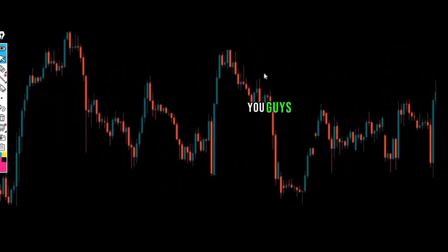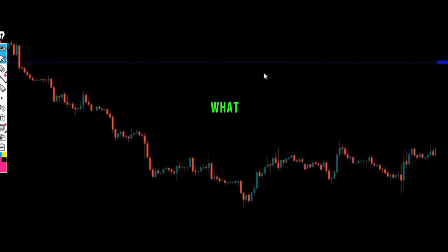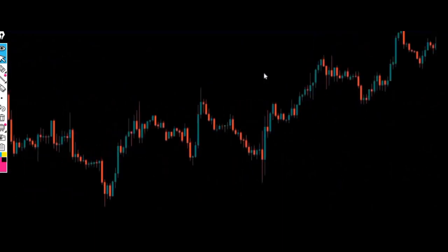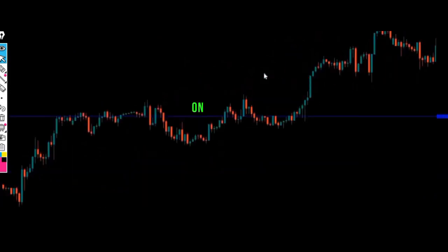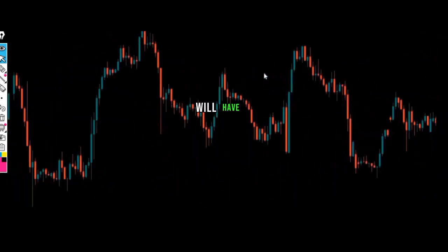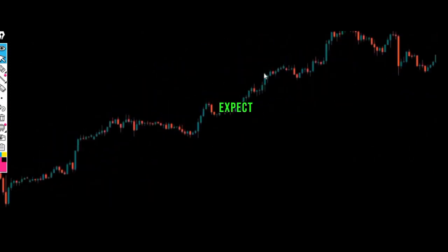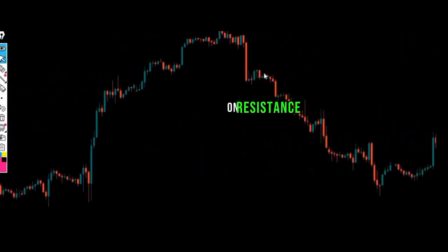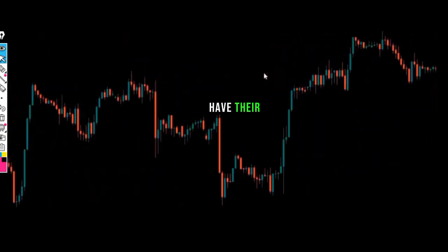I would love you guys to understand this. It is super effective. And so guys, what are you supposed to understand about buy side and sell side liquidity? Buy side liquidity will represent a level on the chart where short sellers will have their stops positioned. And so with that, where do we expect to find it? Majorly on a resistance level, because this is whereby sellers will have their stops positioned.